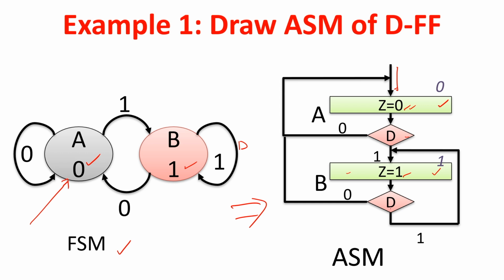Similarly, when you are in state B, based on the D values, if it is 0, then it goes to the state A, and if it is 1, it goes to the state B. So, it is very much similar to FSM design. What we are trying to do is draw or design some algorithmic state machine of D flip flop. First we have done FSM, then we have done the ASM. Without doing FSM also we can go directly to the ASM. So, this is how it looks like.